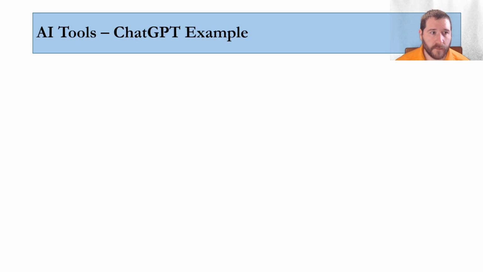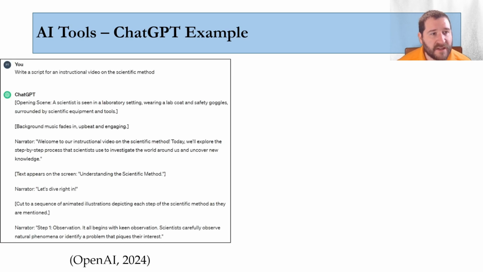If we take a look at what ChatGPT looks like, we can feed a question into the system. Here, I asked ChatGPT to write a script for an instructional video on the scientific method. And you can see on the left, it gives me a breakdown. It describes scene by scene what's going on. It gives us details of the specific scenes and what we should see. And it really builds this scenario of describing the scientific method.